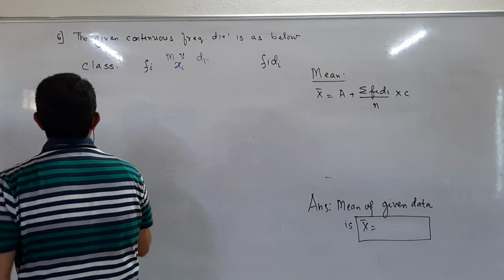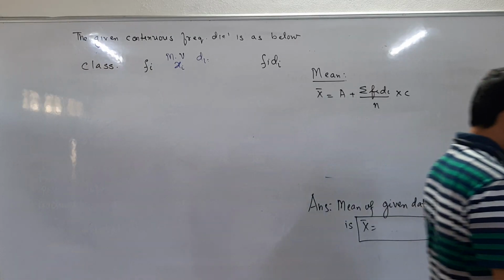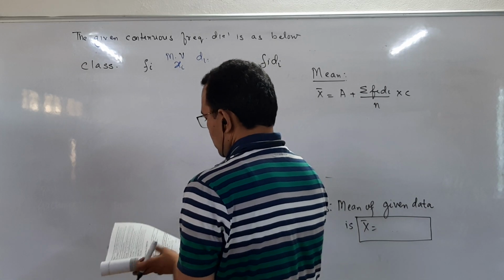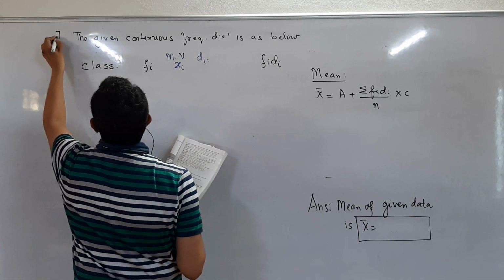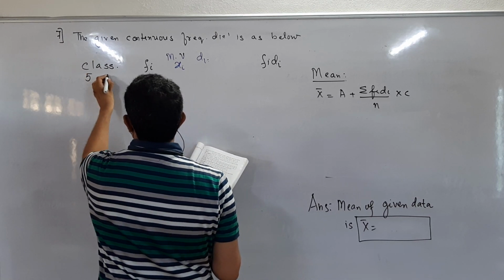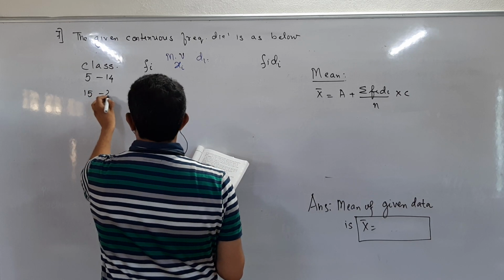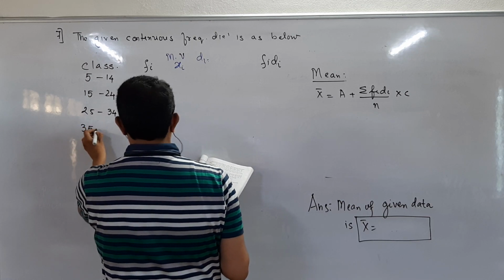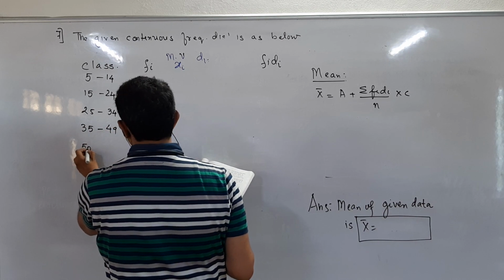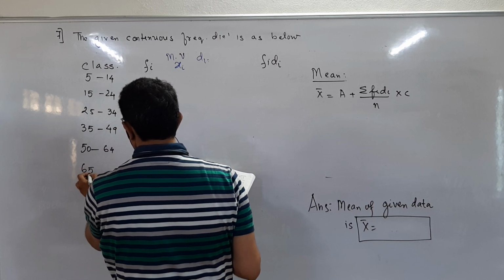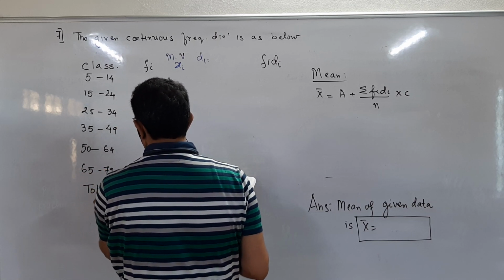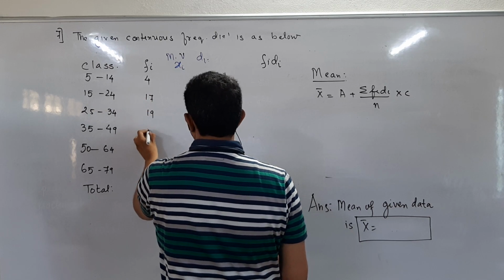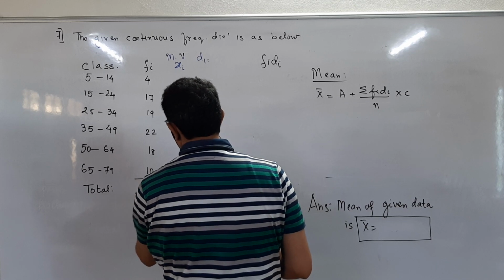Every time Di is equal to Xi minus A upon C, A and C will change. The distribution of demand of an item on different days is as follows. So this is an inclusive continuous frequency distribution. Classes are 5 to 14, 15 to 24, 25 to 34, 35 to 49, 50 to 64, and 65 to 79. Frequencies are 4, 17, 19, 22, 18, and 10.